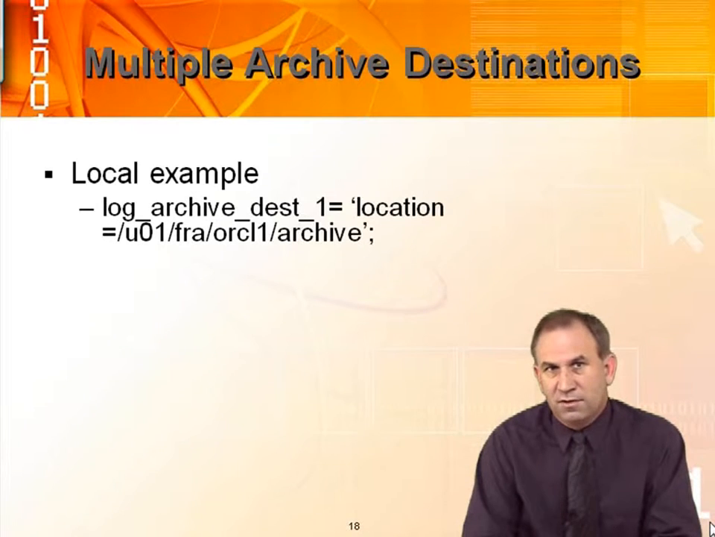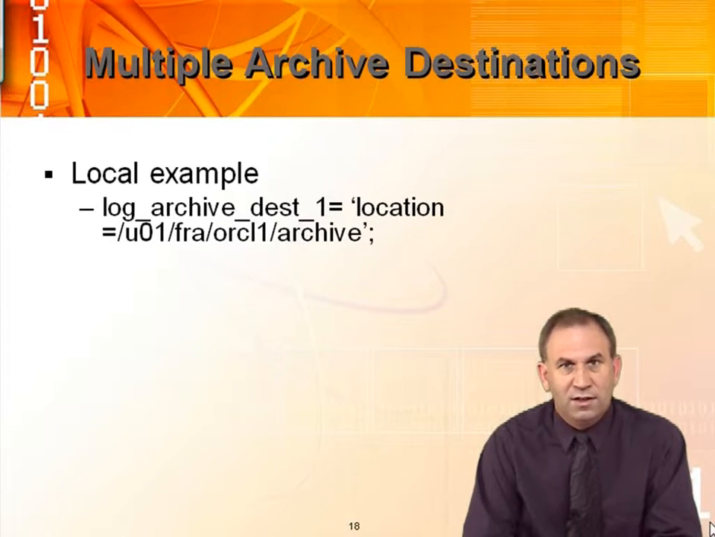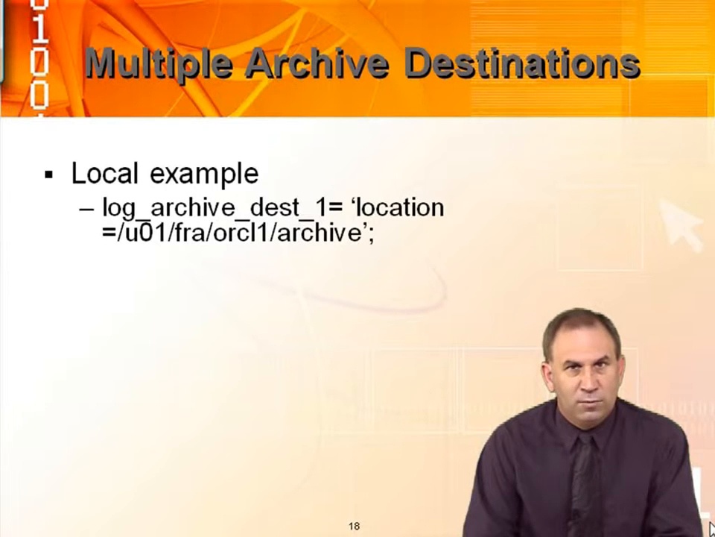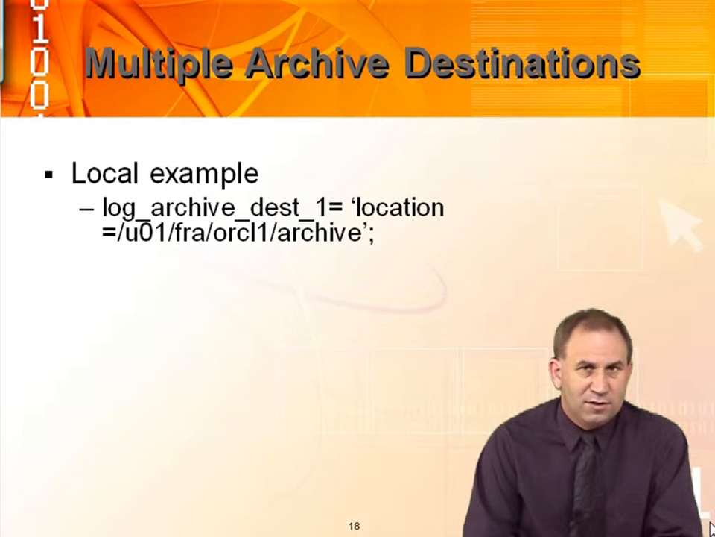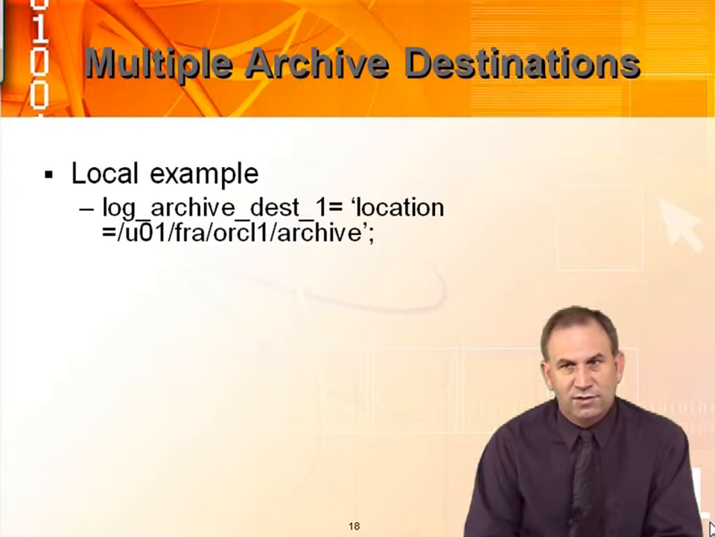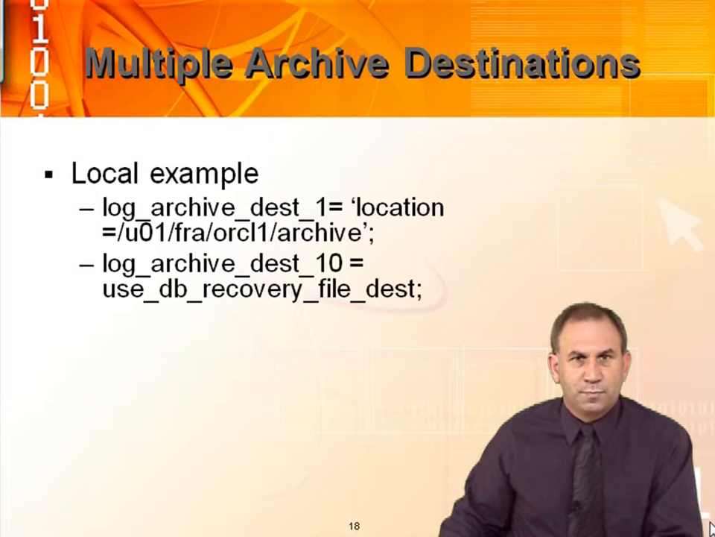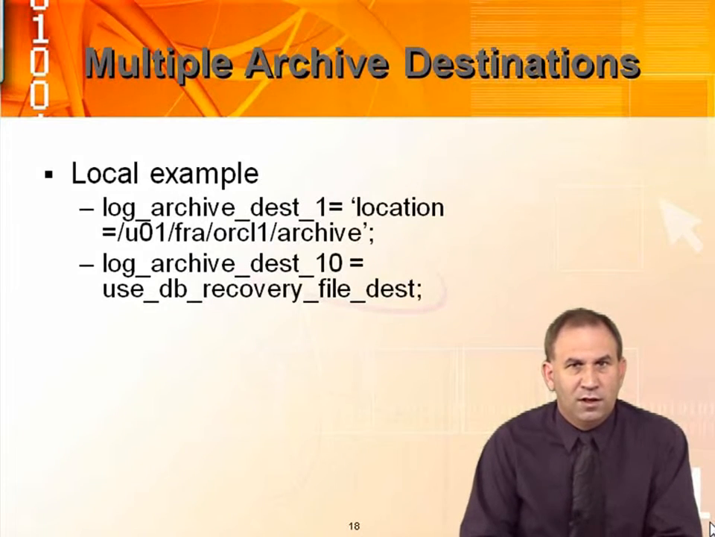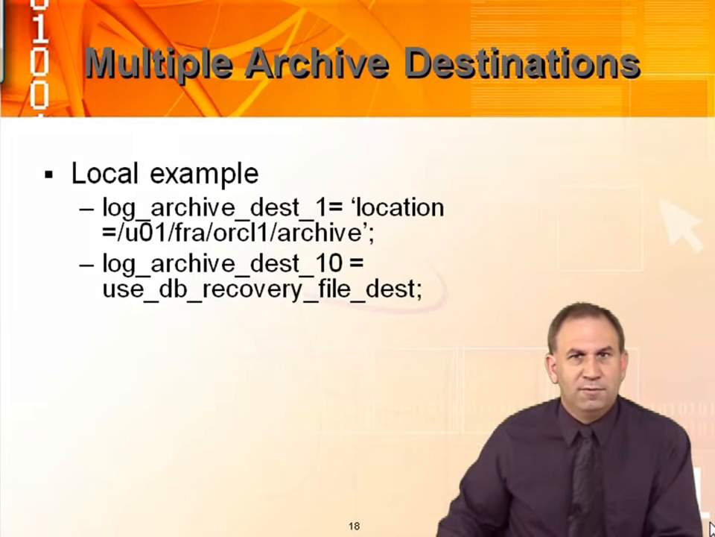So here we have the parameter log_archive_dest_1 equal, we give it the keyword LOCATION, and then fully qualify that destination. So here we're saying that the first destination of our archive log files must be written to /u01/FRA/CL1/archive. This is also using a Linux or Unix environment. If we're writing to our 10th destination, we can see log_archive_dest_10 is going to be written to the logical location called USE_DB_RECOVERY_FILE_DEST.